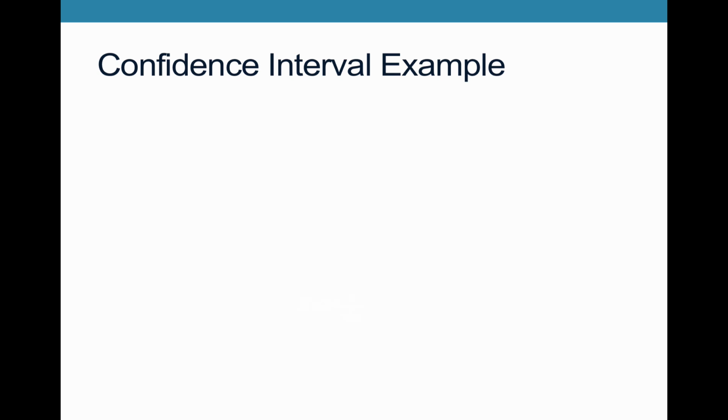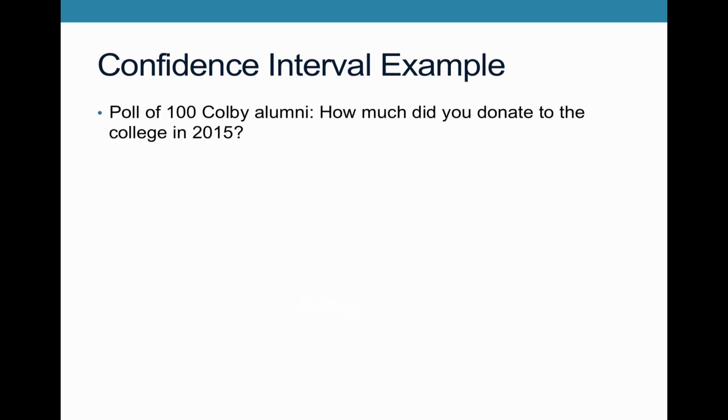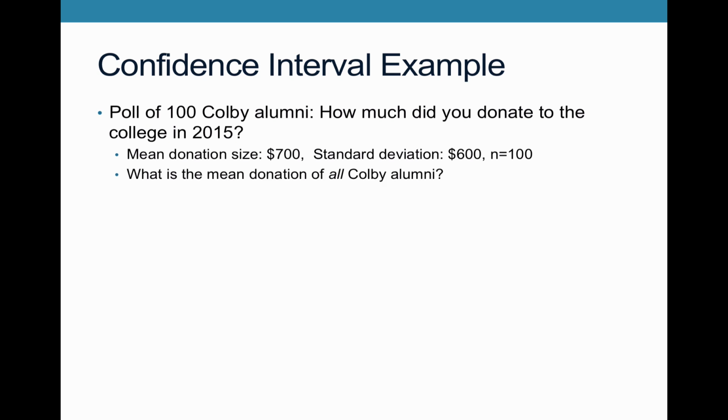So let's go through an example. We are polling 100 Colby alumni and asking how much they donated to the college in 2015. All right, so this is our poll. We see here our N is 100. The mean donation size is $700, the standard deviation is 600, and the N, as I mentioned above, is 100. So we are able to estimate what the mean donation would be for all Colby alumni based on this result.